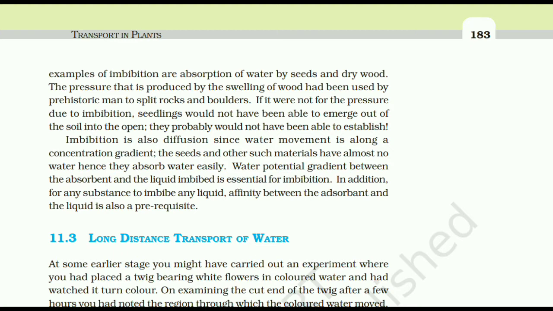Imbibition is also diffusion since water movement is along a concentration gradient. The seed and other such materials have almost no water, hence they absorb water easily. Water potential gradient between the absorbent and the liquid imbibed is essential for imbibition. In addition, for any substance to imbibe a liquid, affinity between the adsorbent and the liquid is also a prerequisite.